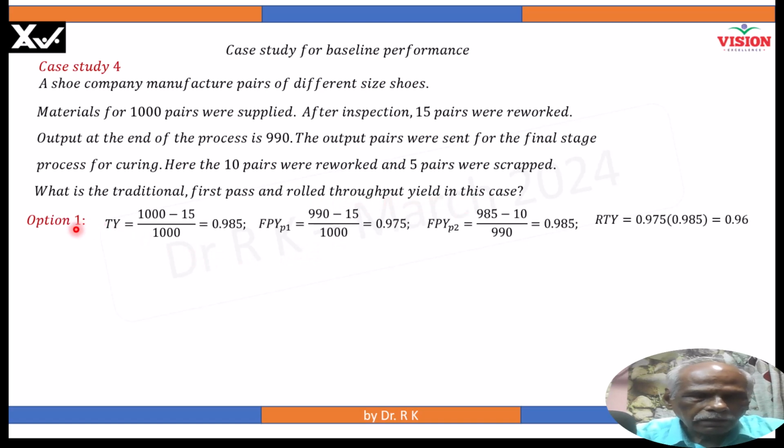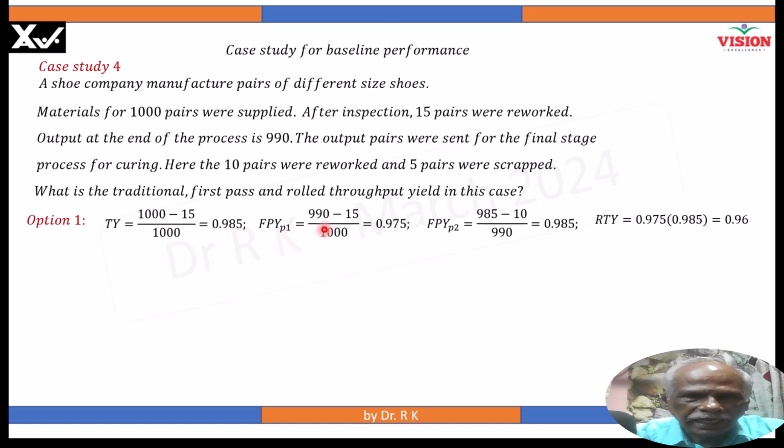So here option 1, traditional yield is 985 by 1000, which is correct because 10 plus 5, 15: 5 were scrapped in the second stage, 10 were scrapped in the first stage. 1000 minus 990 is 10. So 1000 minus 15 by 1000 is 0.985.